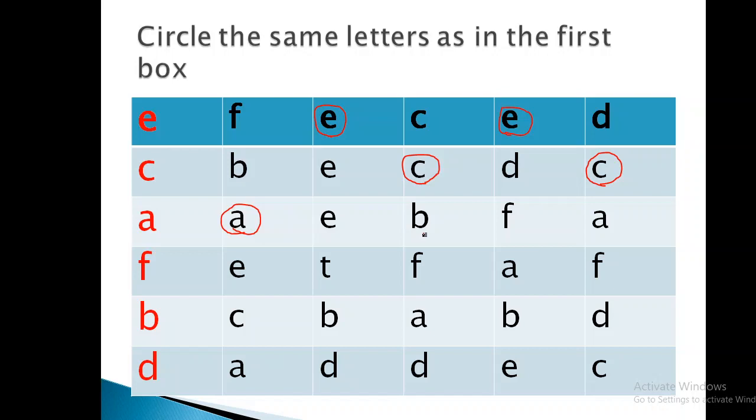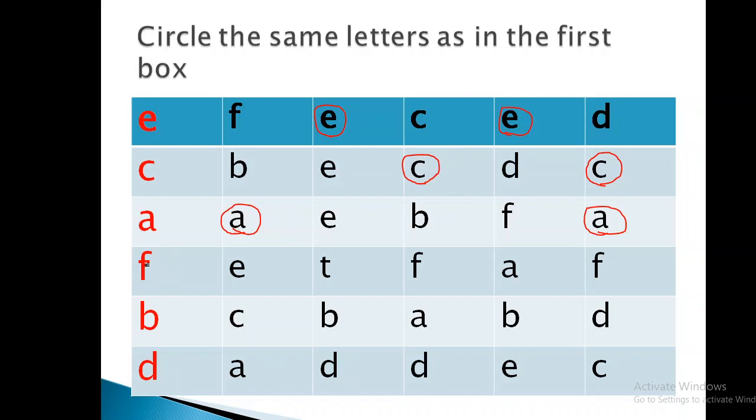This one is a letter B. We leave it. It's not a letter A. And then the next one. Does this letter look like the first letter in the first box? No. This one is letter F. We leave it. Then you move on to the next one. Is this a letter A? Yes, it looks the same as the one in the first box. It is a letter A, meaning we circle our letter A. Okay. Now let's move on.